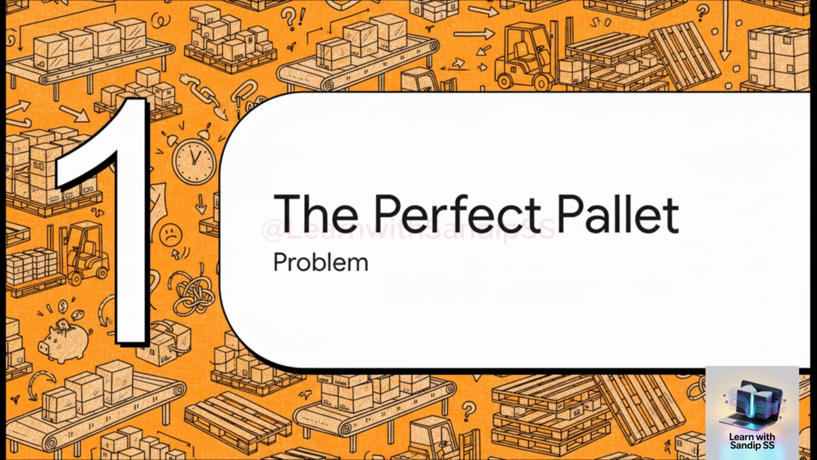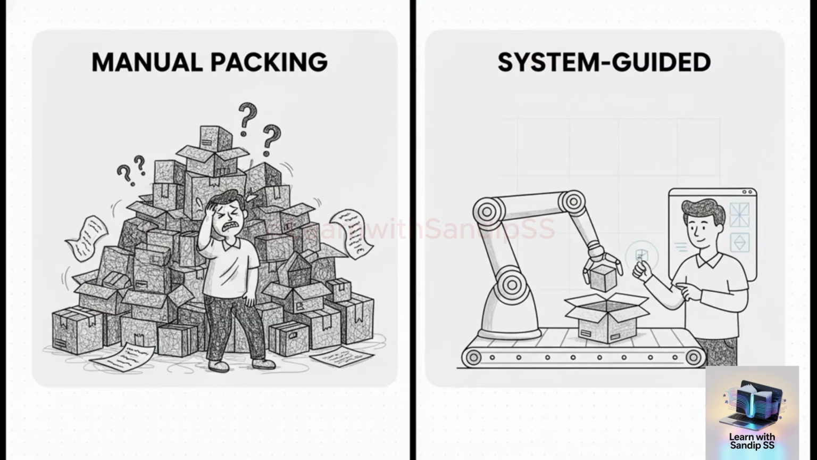This isn't just about sticking things in a box. Nope. It's about the entire journey of a product through your warehouse. And when that journey is inconsistent, it costs you a ton of time, a ton of money, and causes so many headaches. On one side, you've got the way things used to be done, manual packing. You're relying on someone's memory, maybe some old paper instructions. It's inconsistent, it's slow, and honestly, it's just a recipe for errors.